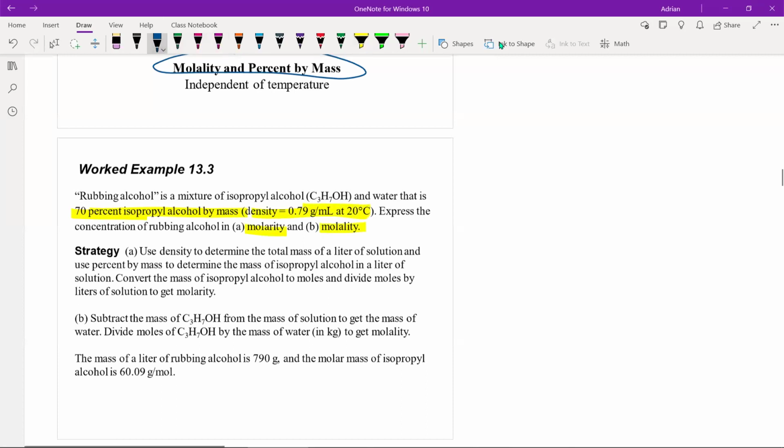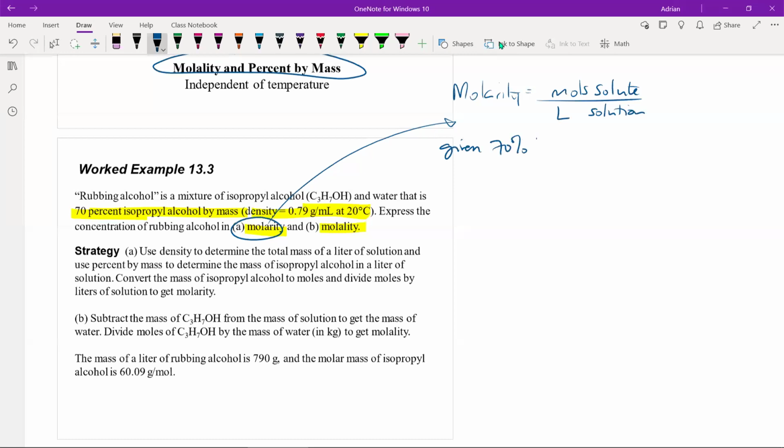So first thing, let's look at the molarity first. So again, molarity, okay, this is moles of solute over liters of the solution. Okay, so in this example, we're given 70% by mass of isopropyl alcohol, right? So we're given here 70% by mass. And we'll abbreviate isopropyl alcohol as IPA.